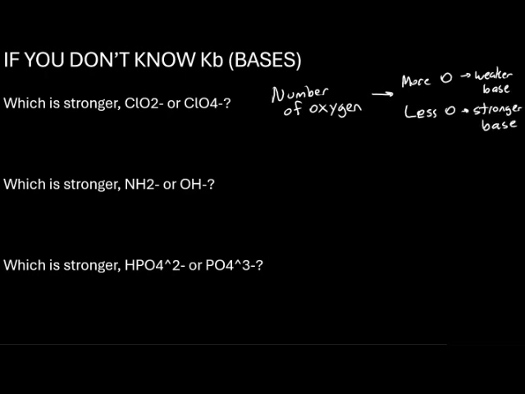This is exactly the opposite of the way acids worked. If we compare these two bases, ClO4 has more oxygen, therefore it will be a weaker base. ClO2 negative has less oxygen, therefore it will be a stronger base. For binary bases, such as NH2 negative or OH negative, again we look to electronegativity and size. For bases, a stronger base will be a smaller atom that is less electronegative.